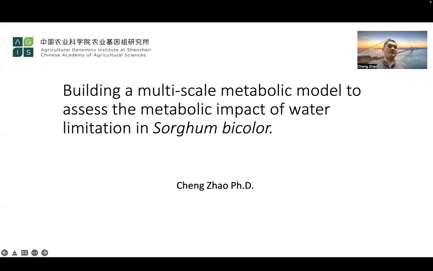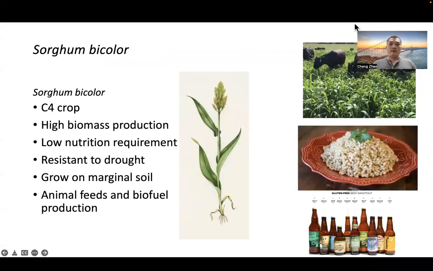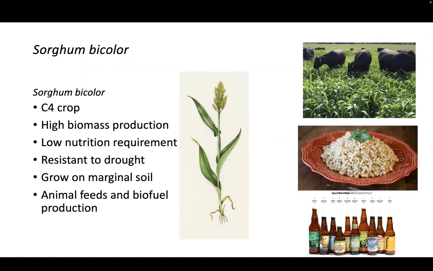Hi everyone, today I would like to talk about how we build a multi-scale metabolic model to assess the metabolic impact of water limitation in sorghum. Sorghum is a C4 plant that can produce very high biomass. And normally we grow sorghum in marginal soil, which has very limited water and nutrition.